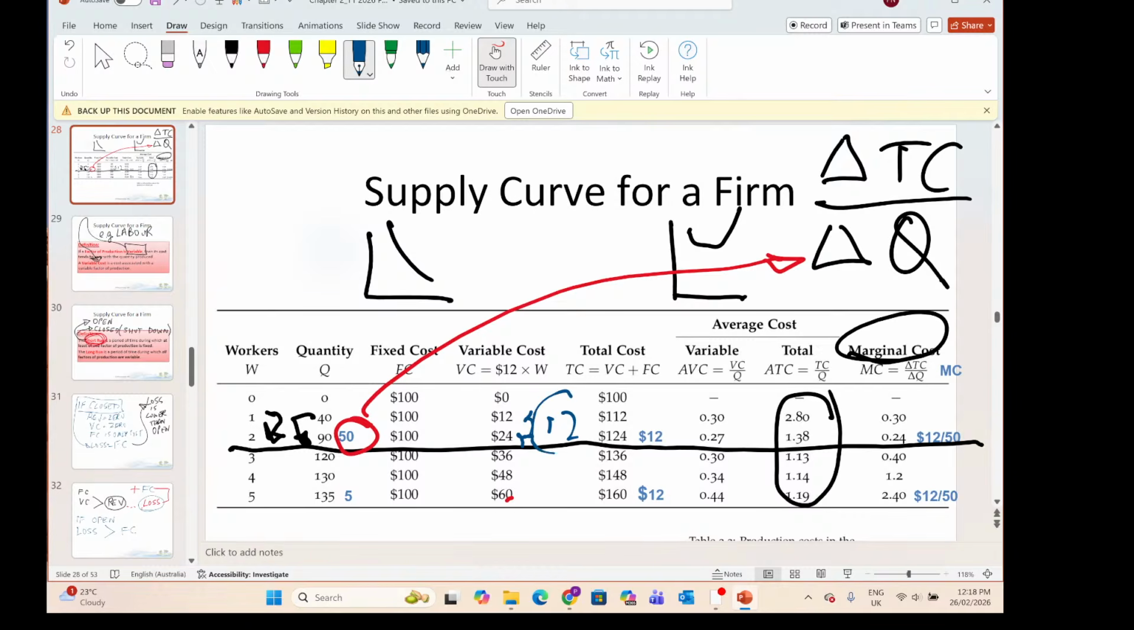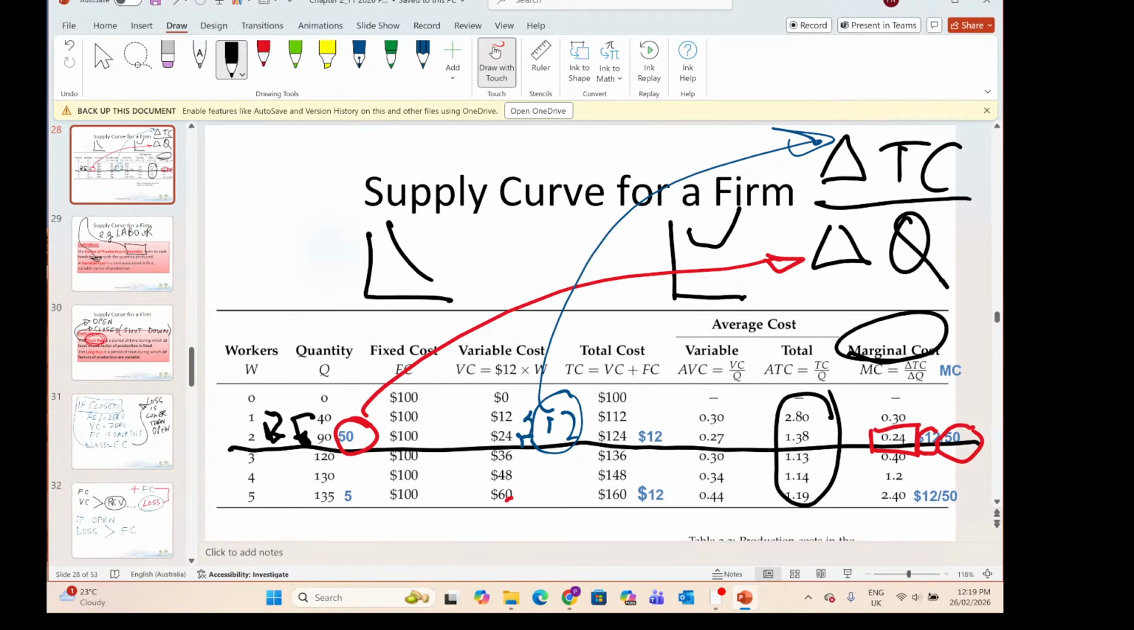So now I get that $12, and that's the change in the total cost. On our right-hand column, we've got $12. That's the additional worker, 50 extra coffees. So those 50 coffees cost 24 cents extra per coffee.